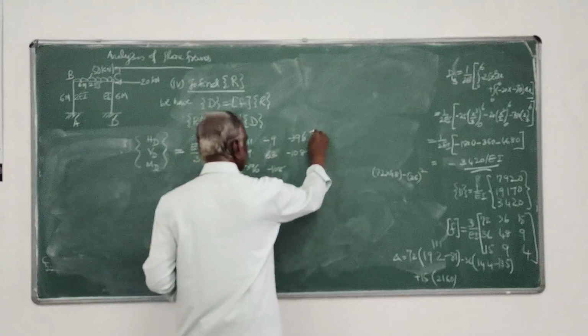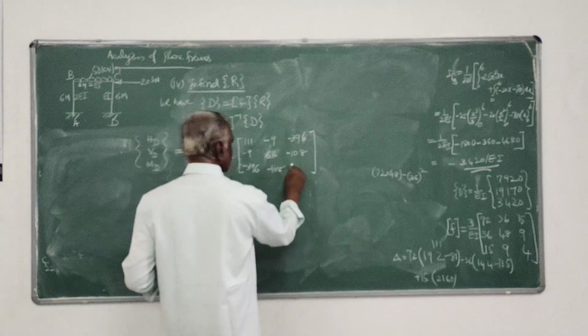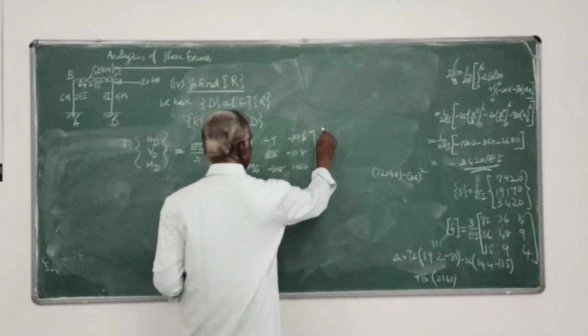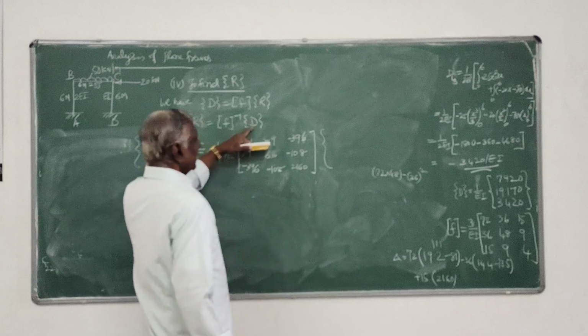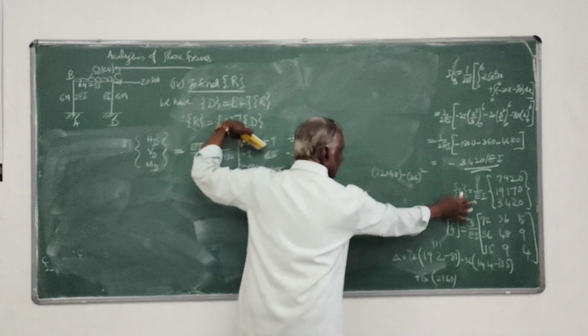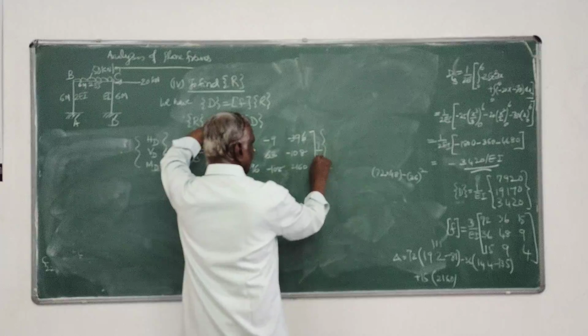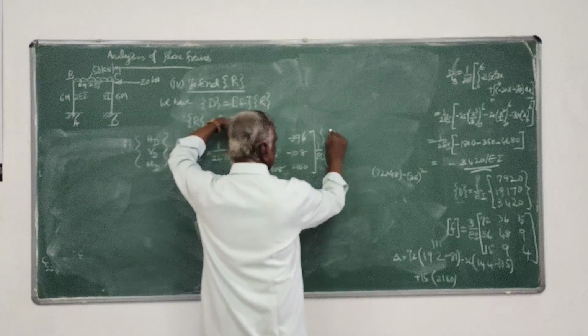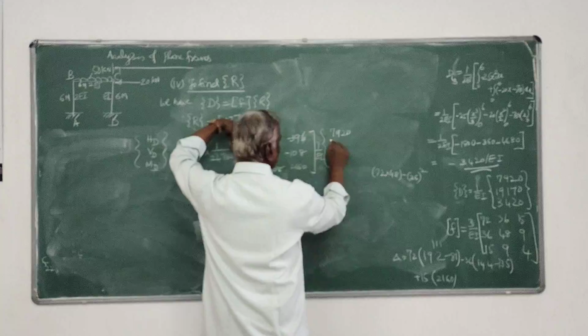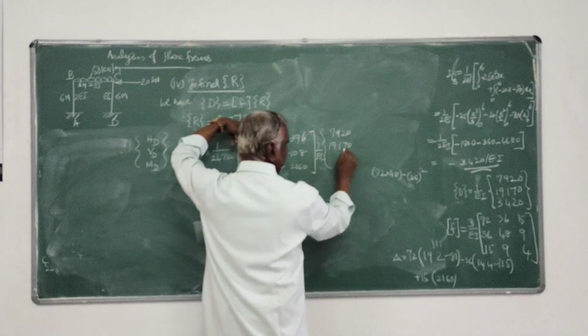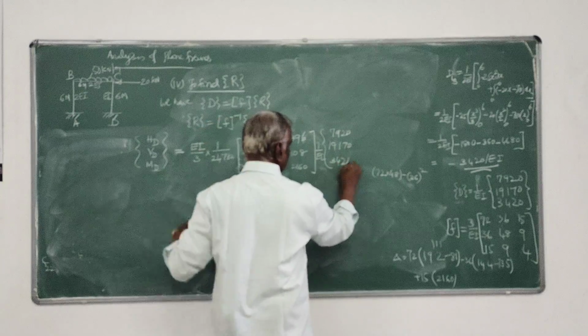That is my inverse. 2160. This into D. D you have got here. That is 1 over EI.